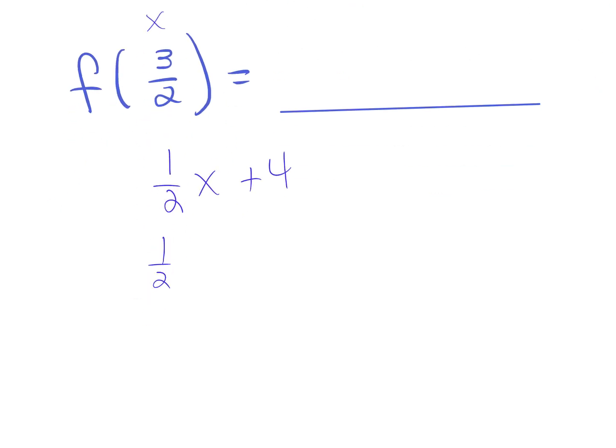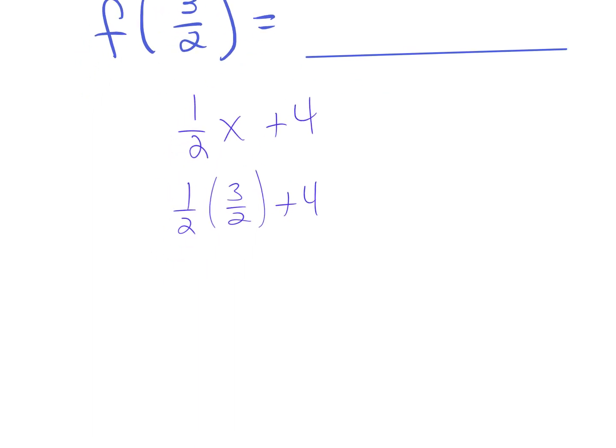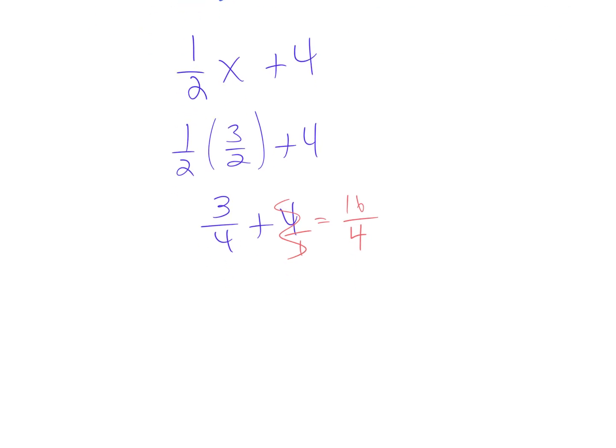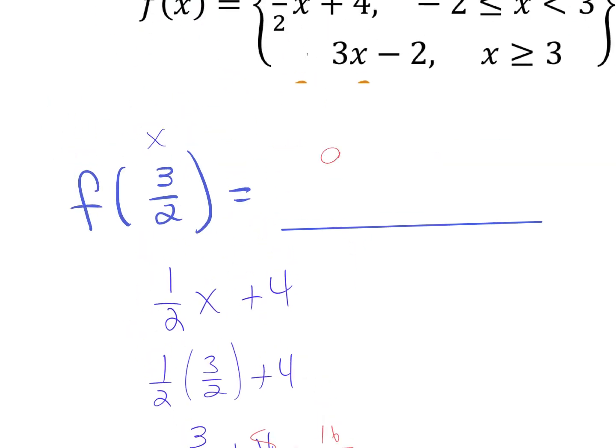So I'm going to say 1 half times 3 over 2 plus 4. What's 1 half times 3 over 2? 3 over 4, good. Plus 4, change 4 to fourths. Becomes what? 16 fourths. So what's your answer? 19 fourths. So when you have 3 over 2 as your x value, when you evaluate using the piecewise function, you plug that into whichever piece it falls into, and you get your y value.